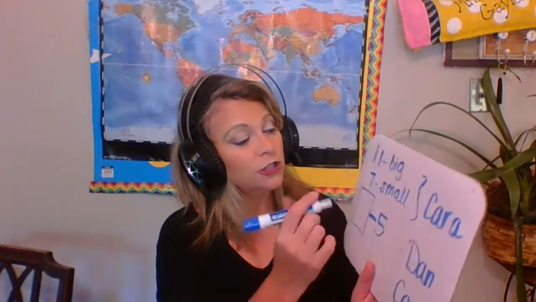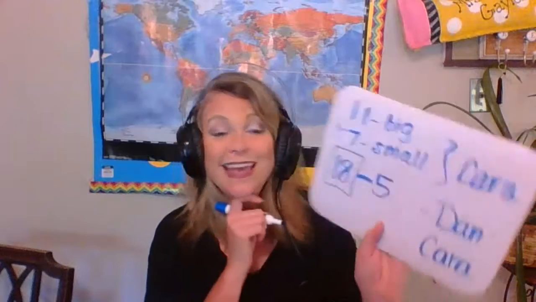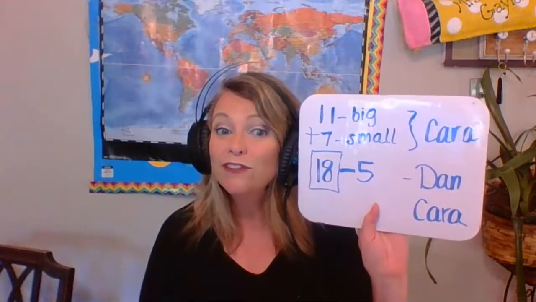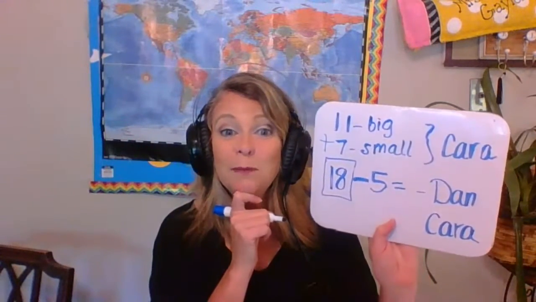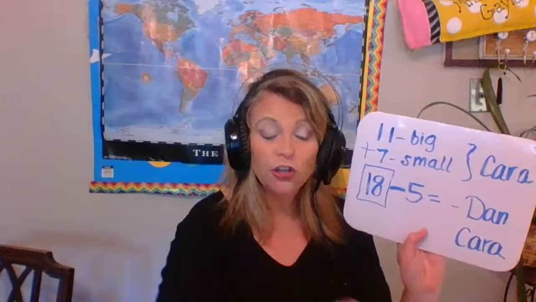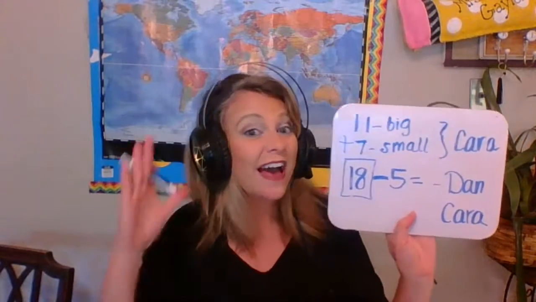We can erase the question mark. We added the 11 and 7. We know Kara picked 18. Now we can find our answer. Hopefully you know your facts just like this. 18 minus 5. If not, you can make a number line. 18 minus 5 is what?